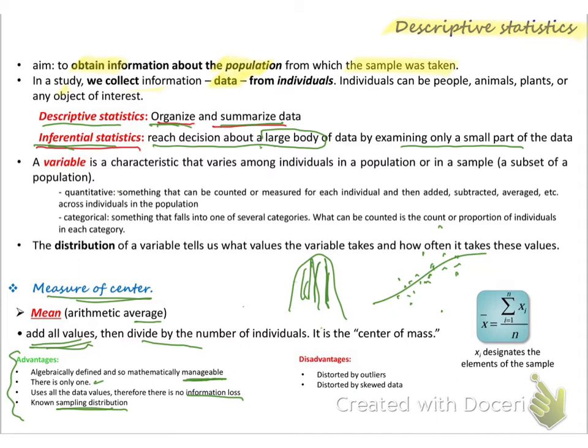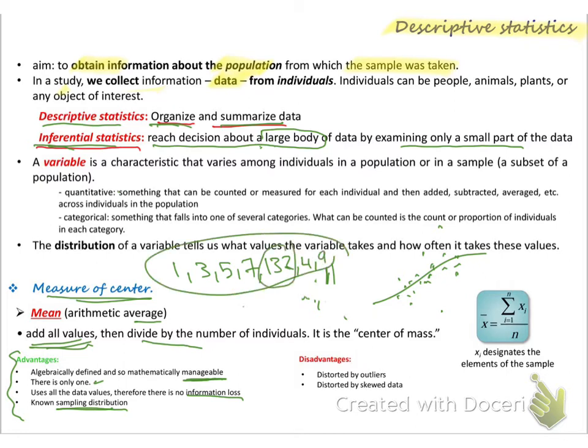But it also has two disadvantages. If I have an outlier, for example, I have readings 1, 3, 5, 7, and one of the readings is 132, and then I continue 4, 9, and so on. This is outlier data, which is anomalous, a wrong reading, or something odd. If we add it up, it will distort the mean and will not make it a reliable mean.